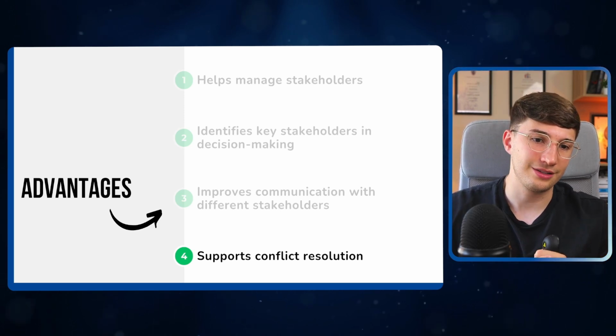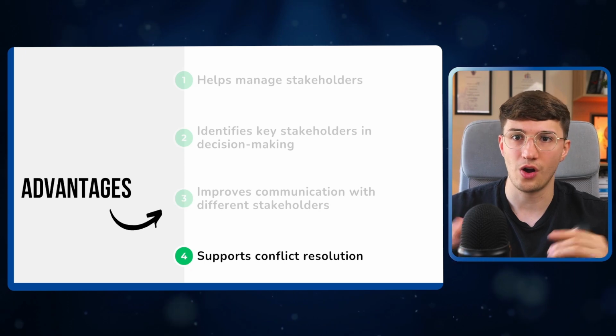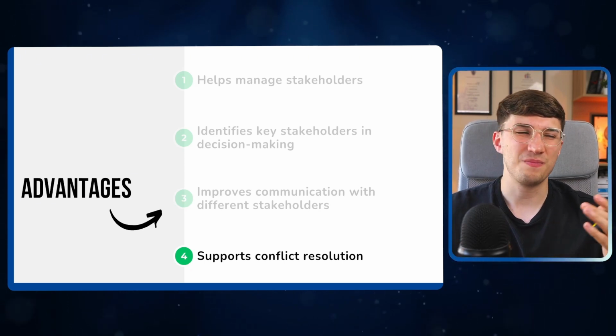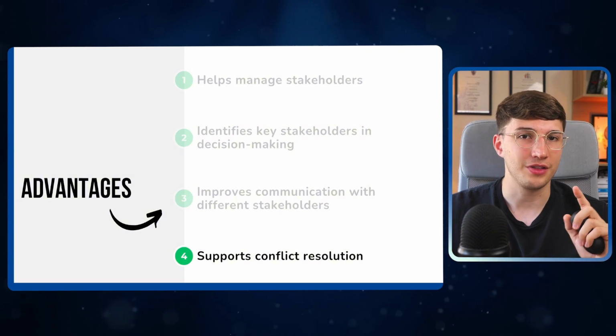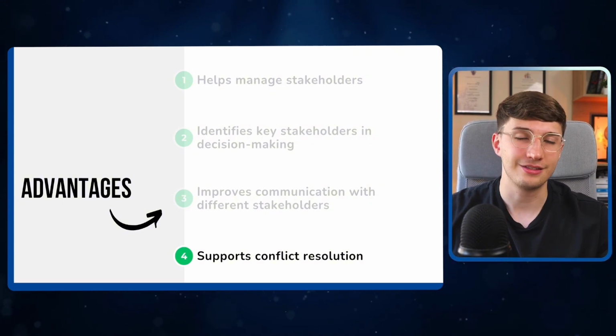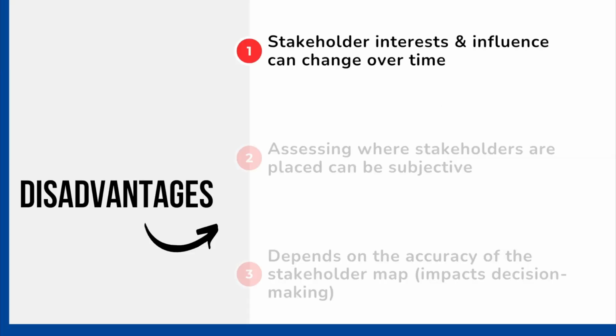So for example, let's say our manage closely and our minimal effort stakeholders were arguing with each other and we didn't know who to satisfy. Well, logically, we want to satisfy the ones who would come up in the manage closely, because they're one of our key stakeholder groups. Nevertheless, there are some drawbacks that we do need to consider.